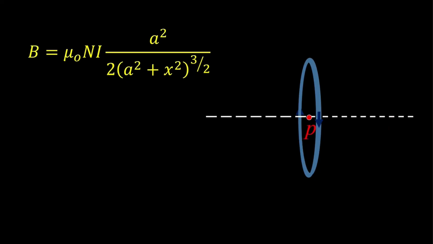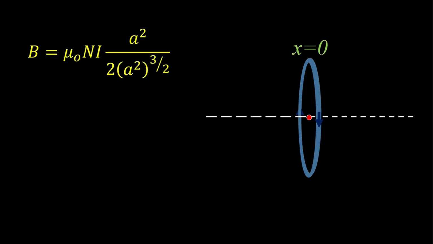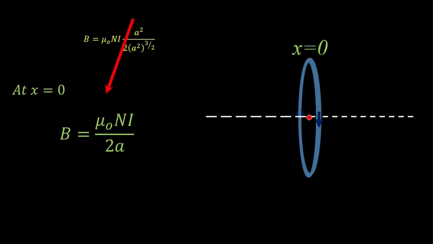A special case is when the point P is at the center of the coil. In this case, the distance x is 0, so our relation will reduce to a simpler form, which is given by B equals mu naught Ni over 2A.